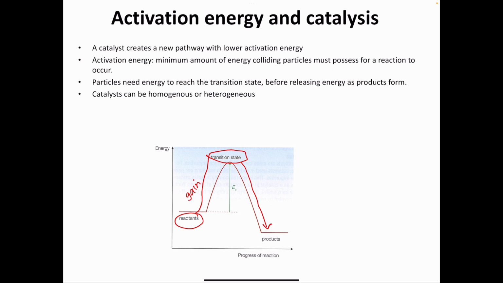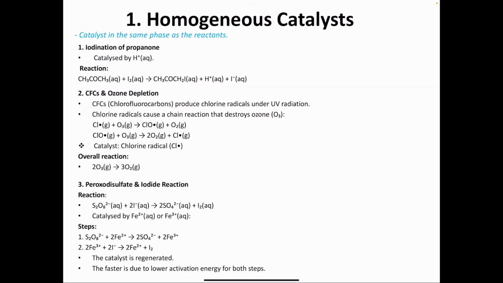The catalysts used can be homogeneous or they can be heterogeneous. Let's look at homogeneous catalysts. The example is the iodination of propanone. You remember we used acid as the catalyst. In this reaction, this is aqueous, and then we can see aqueous.